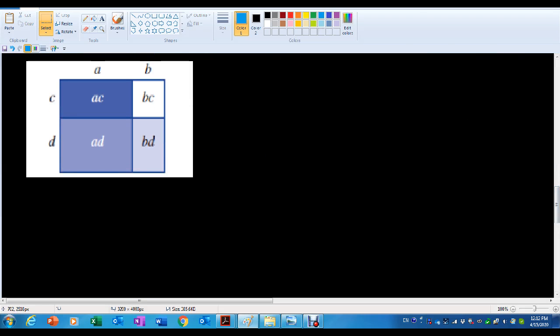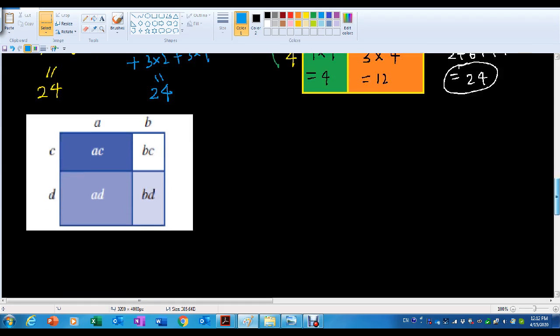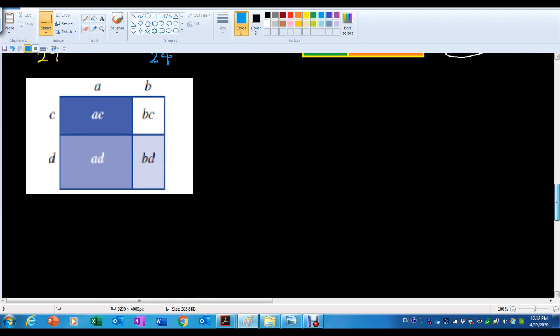So here we show another rectangle. It's very similar to the one with numbers. In this case, the area of the rectangle can be represented in 2 ways. The first way, you could say the area is A plus B times C plus D. Of course, you have to bracket them.